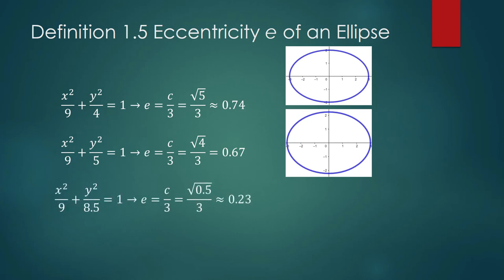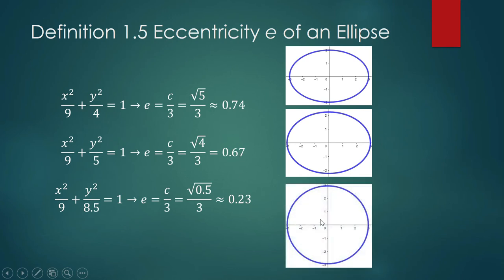Let us accentuate the change by changing B squared to 8.5. This is almost A squared. What is E? E is 0.23. This is so much less than 0.74. This one is closer to 0 now. And that is the shape of our ellipse. So from this one to that one, that's what became of our ellipse when our B squared approaches A squared, or when our eccentricity approaches 0.